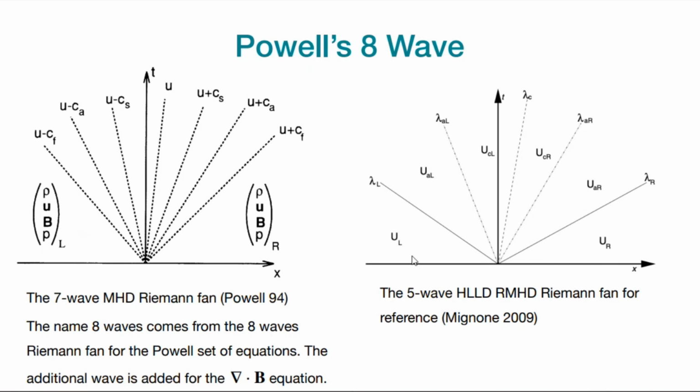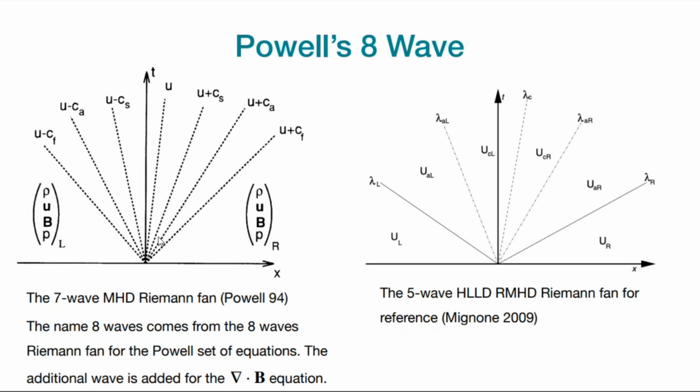I wanted to show this just to illustrate what the Riemann fan for an MHD system looks like. A standard Riemann fan would have 7 waves: the standard contact discontinuity, then U plus minus CS, U plus minus the Alfvén speeds, and U plus minus the slow solutions. If you also include the slope, you can have one more wave. So this is the 7-wave Riemann fan.